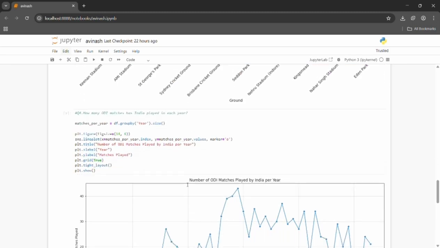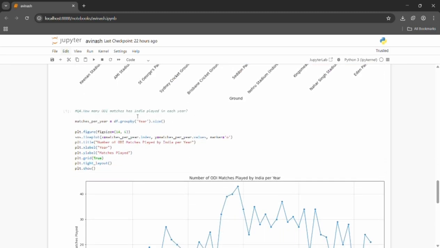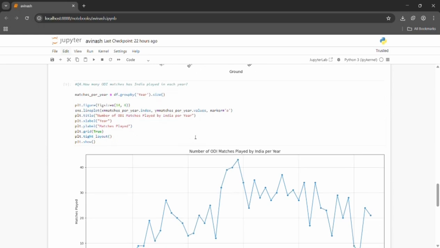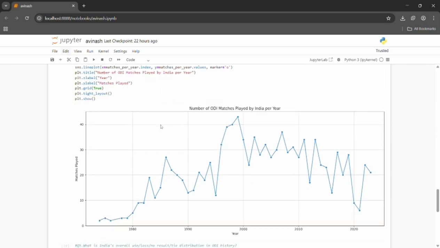Fourth question: how many ODI matches has India played in each year? From early years with just a few games to now having a dozen each year, this reflects the commercial growth, bilateral agreements, and ICC events. Here we can see a steady rise from the 1990s, spiking in World Cup years and peaking in the 2010s. The chart flattens or dips in pandemic years like 2020 and 2021, which is a nice example of how real-world events are reflected in data.